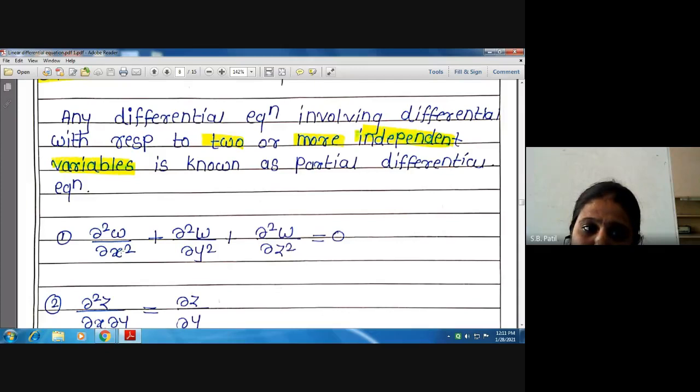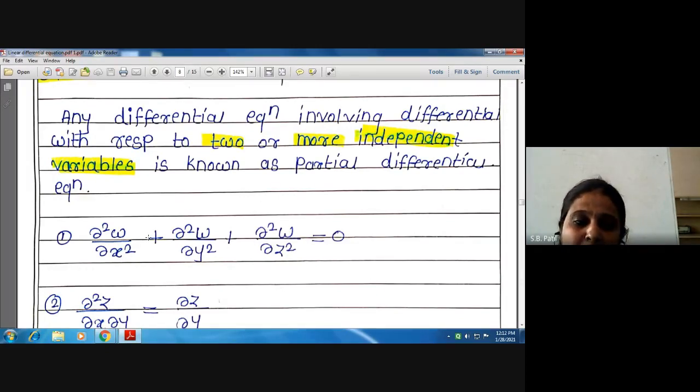That means in the first term we have to differentiate w with respect to x. In the second term we have to differentiate w with respect to y, and in the third term we have to differentiate w with respect to z. That means here we have to differentiate with respect to three independent variables, x, y, z. So it is a partial differential equation.